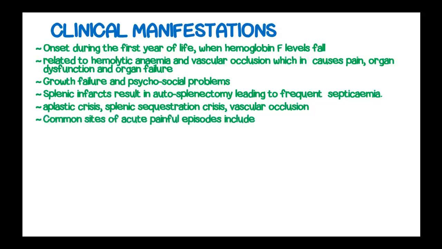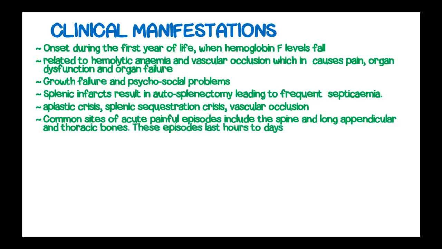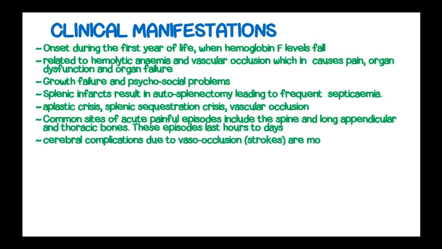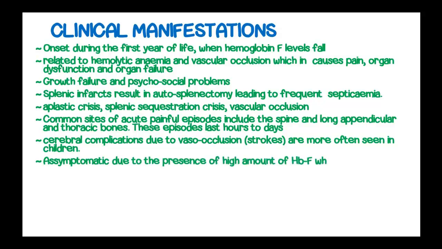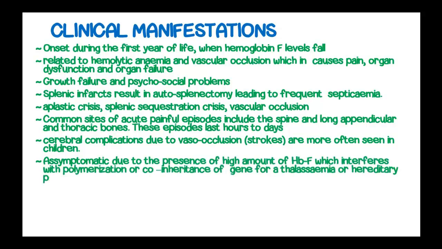Common sites of these acute pain episodes include the spine and long appendicular and thoracic bones, and these episodes can last hours to days. Cerebral complications due to vaso-occlusion, such as strokes, are more often seen in children. Sometimes these patients may be asymptomatic due to the presence of a high amount of HbF, which interferes with polymerization, or there may be co-inheritance of the gene for alpha thalassemia or hereditary persistence of HbF.